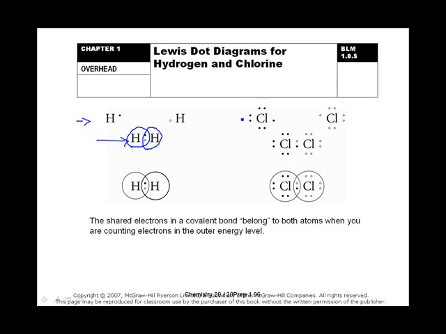Same thing can happen with chlorine gas. Chlorine, in its elemental form, has only 7 valence electrons. So when 2 of them bump into each other, they can say, hey, I can share this electron here, I can share this electron here. When they do that, they both end up with 8 electrons in their valence energy level. So the 2 electrons in the middle count towards both of their valence energy levels. They belong to both of the atoms.